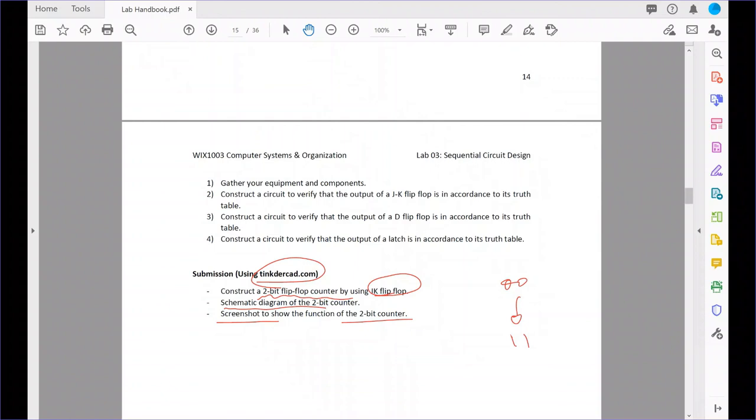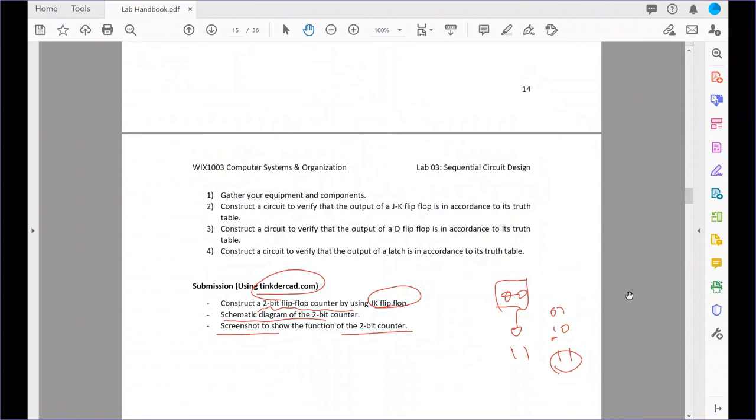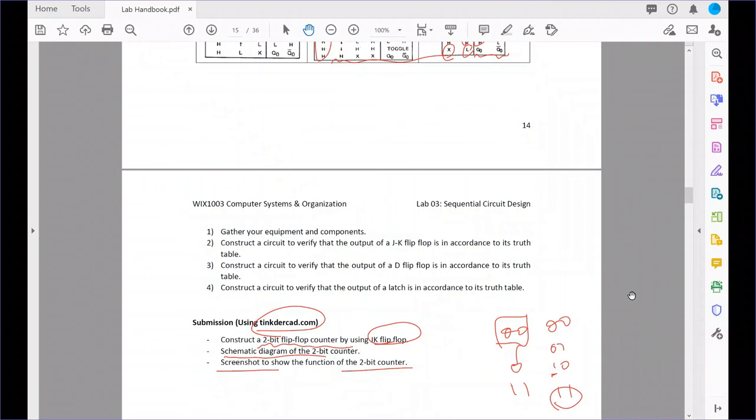Okay, so you need 2 LEDs to show this transition. At the beginning, both LEDs are off, then one LED lights on when it's 01, then at 10 the other LED lights on, and when it's 11, both LEDs light on. So this is how you show the function of this 2-bit counter, and it must follow the sequence 00, 01, 10, and 11. Okay, so I think this is all you need to do for lab 3.